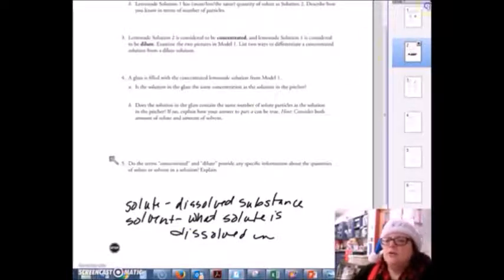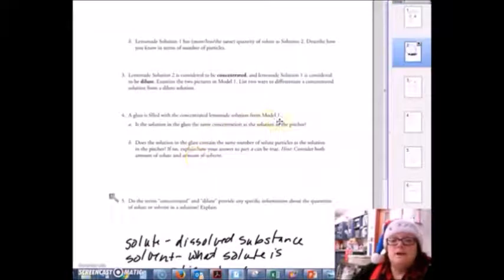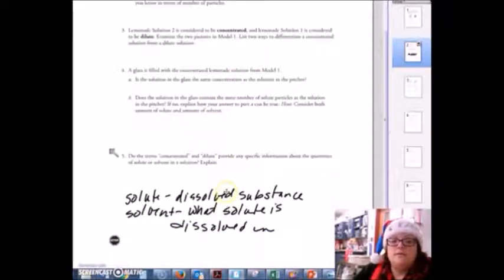So if you look back at the pictures on the first page, the solute is what the spoon is putting in. The solvent is the liquid in there. And you can see by looking at the particles, the second lemonade solution is much more concentrated than the first. It has more solute particles. That's the other definition we're looking for. Concentrated and dilute. A concentrated solution is a solution that has a lot of solute particles, and the dilute solution has less.